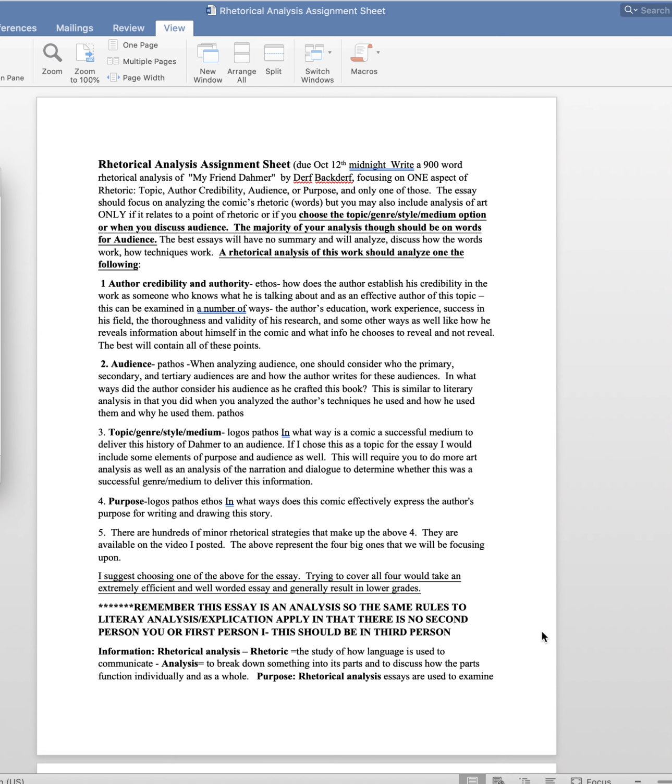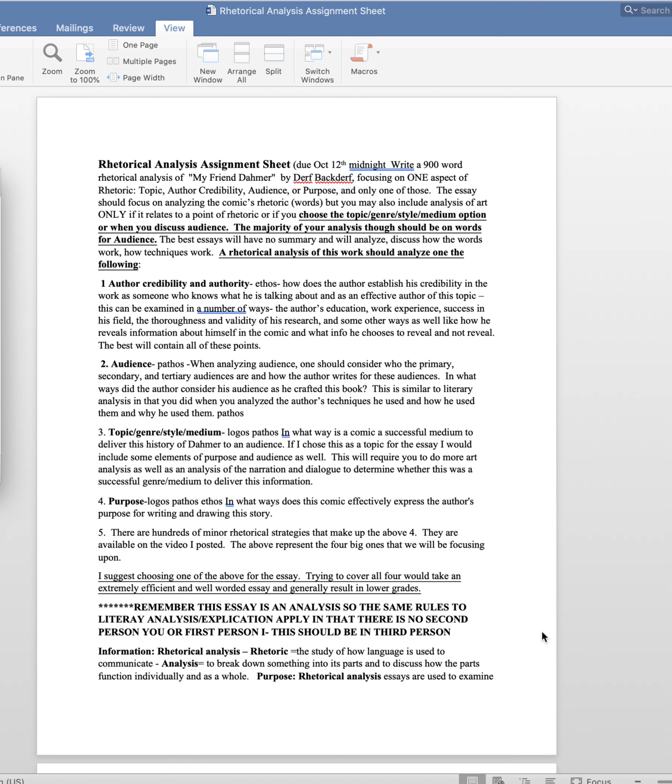In what ways, why did the author choose that? And a lot of times, topic, genre, style, and medium are also tied into purpose. If you think about why an author is trying to get a certain thing across, sometimes that affects what the topic, genre, style, or medium he or she uses will be.